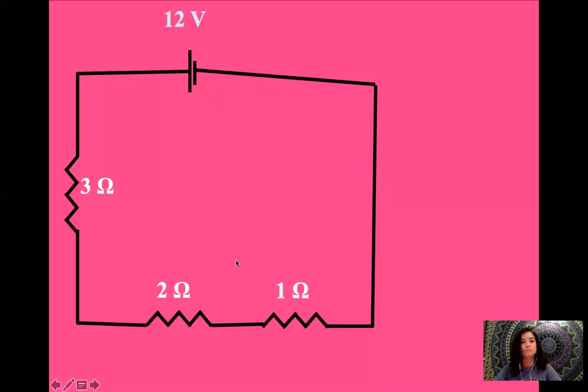We've got my 12-volt battery. We move to a 3 ohm resistor, to a 2 ohm resistor, to a 1 ohm resistor. As you can see, there's one path. If I were to somehow break one of my resistors, the entire circuit would stop working because the electricity has to flow through each piece to get back to the battery.